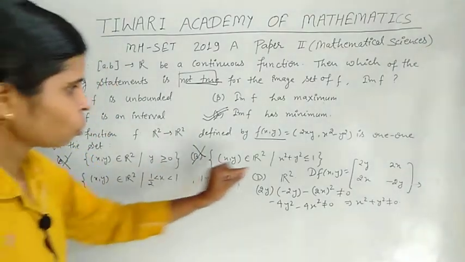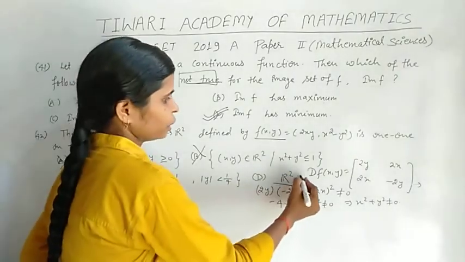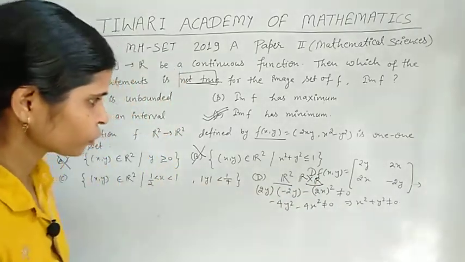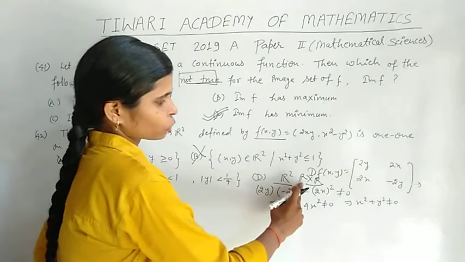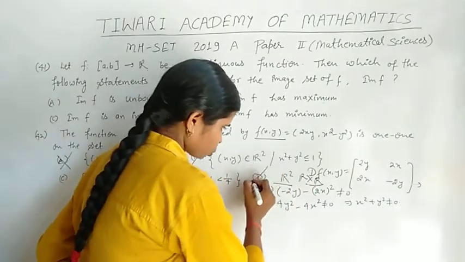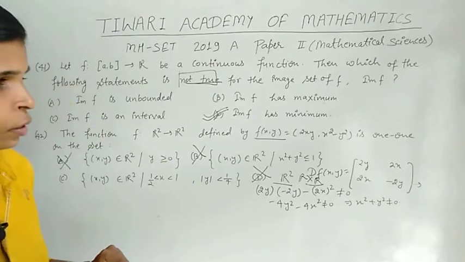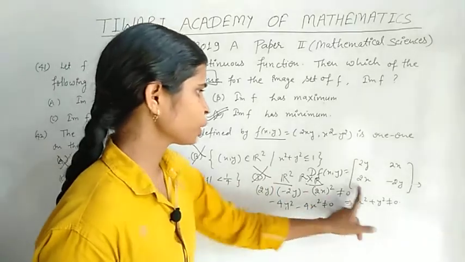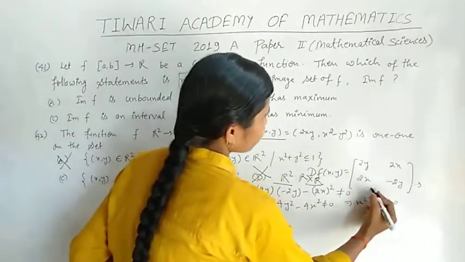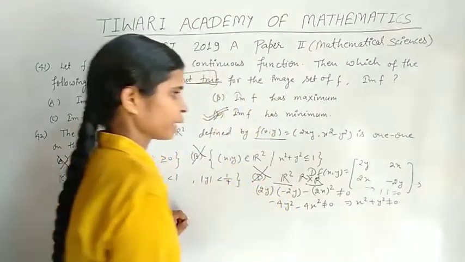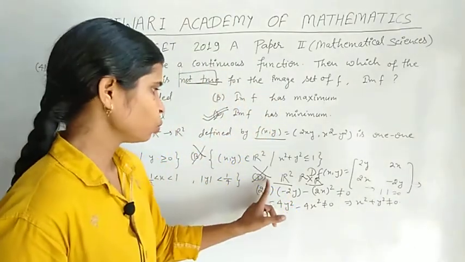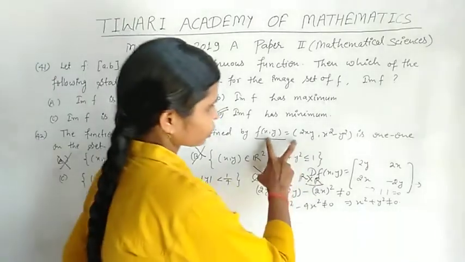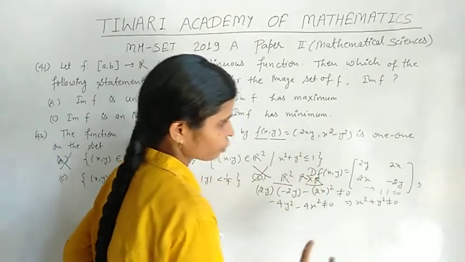Option D, on R square, totally R square means x belongs to real numbers cross y belongs to real numbers. If we take x equals 0 and y equals 0, this is not invertible. This means it is singular; its determinant is equal to 0. So option D is also a wrong option, because our choice requires its derivative Df(x,y) to be invertible.